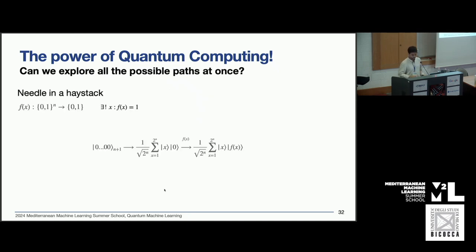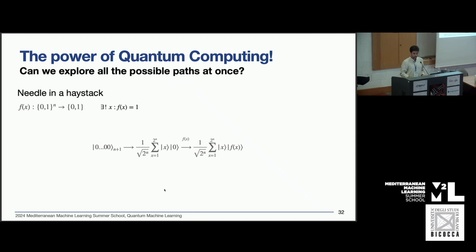Okay, so let's put it like that. This is a simple algorithm question. You have a function, and this is a problem that is called searching for a needle in a haystack. You have a function that has a domain over binary strings, and it either outputs 0 or 1, and there is only one input that gives you 1 in output. Your task is to search for the correct input. So if you have to do it with a classical computer, you have to try all the configurations of the input in the worst case, which are 2 to the n. You have to try all the bit configurations.